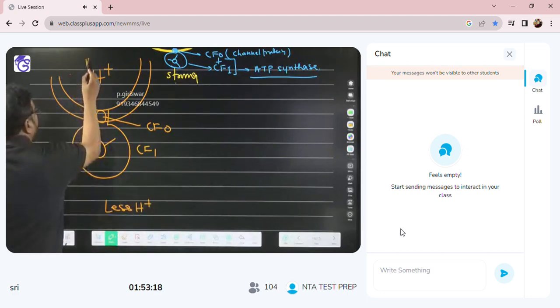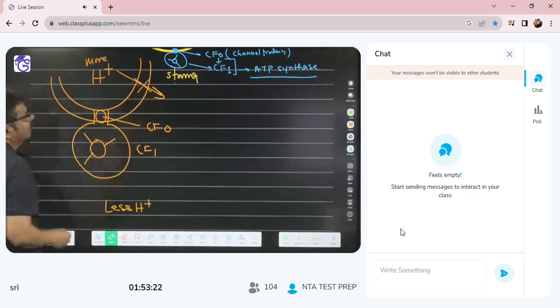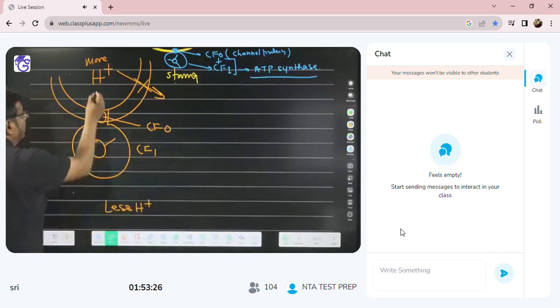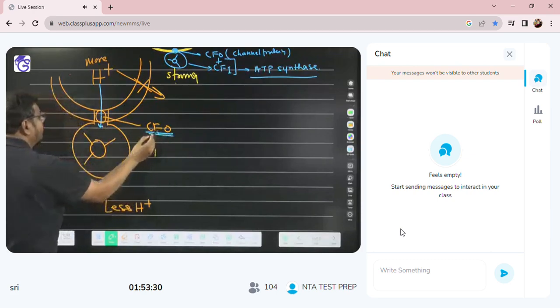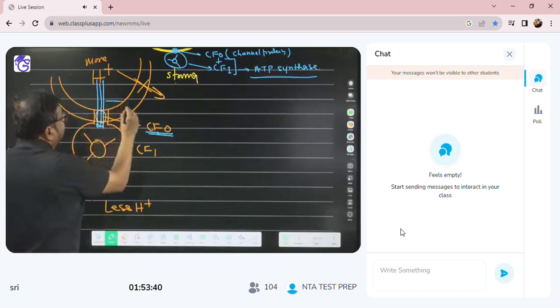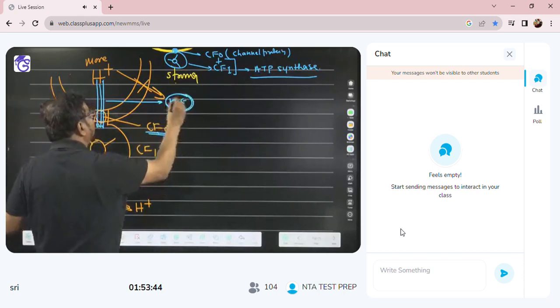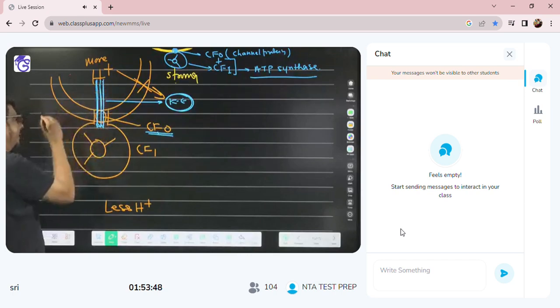Here there are more protons. These protons cannot pass from anywhere. They can cross the membrane via which one? The channel protein present in CF0. It is allowing only these protons. When protons move from high to low concentration, which energy is there? Kinetic energy. Moving protons have which energy? Kinetic energy.